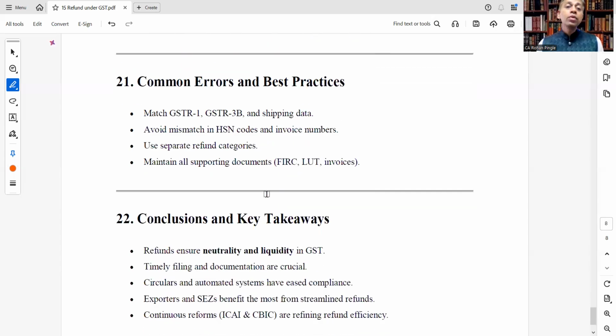Okay. Let's see what are the common errors and best practices. We need to match GSTR1, GSTR3B and shipping data. Avoid mismatch in HSN codes and invoice numbers so that your refund application will be processed in time and without any hazards. Use separate refund categories. There are seven refund categories, so you need to use the proper category in which your refund is covered. Maintain all supporting documents, like FIRC, LUT, invoices.